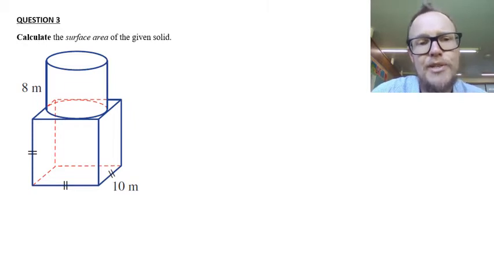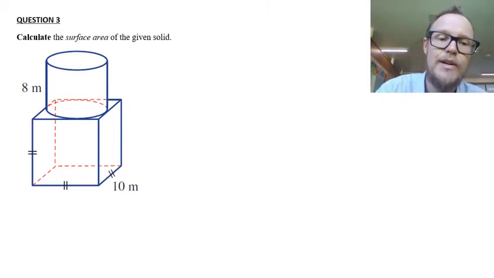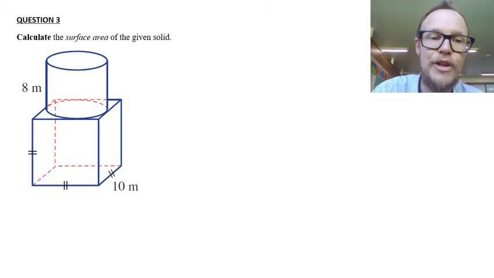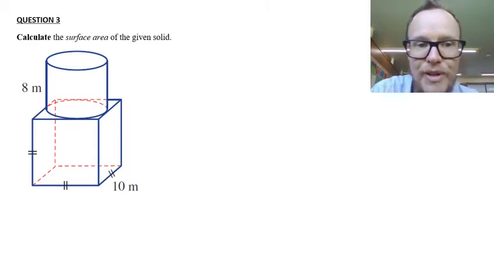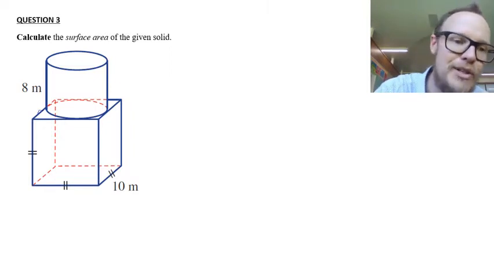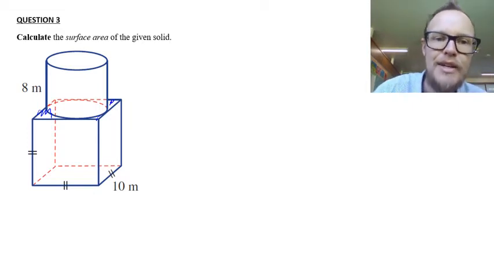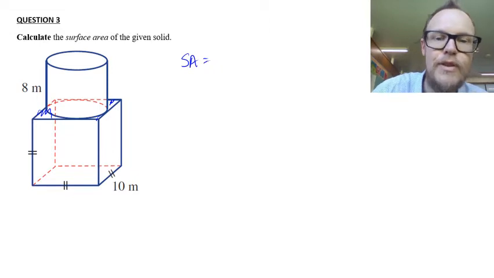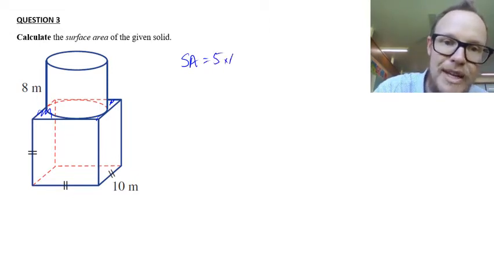Next, we're asked to calculate the surface area of this solid. We've got a cube, and on top of that we've got a cylinder. So if we have a look at the cube, the total number of square faces exposed for the cube is going to be 5. On the top, we don't have the whole face. We've only got parts of it that are actually exposed. So the surface area of our solid is going to be comprised of 5 times the area of a square.